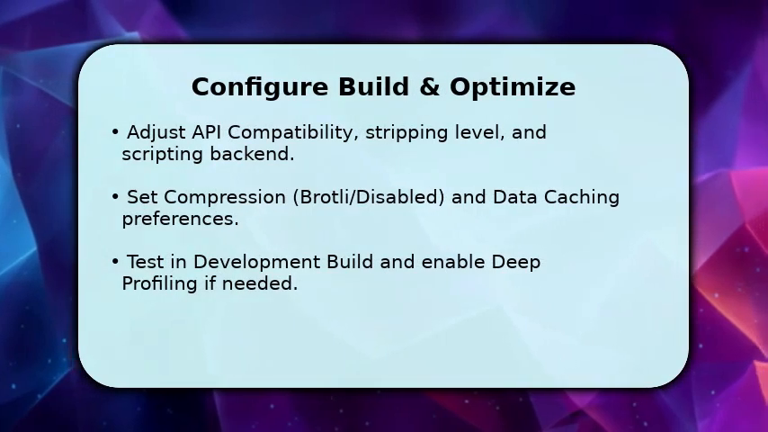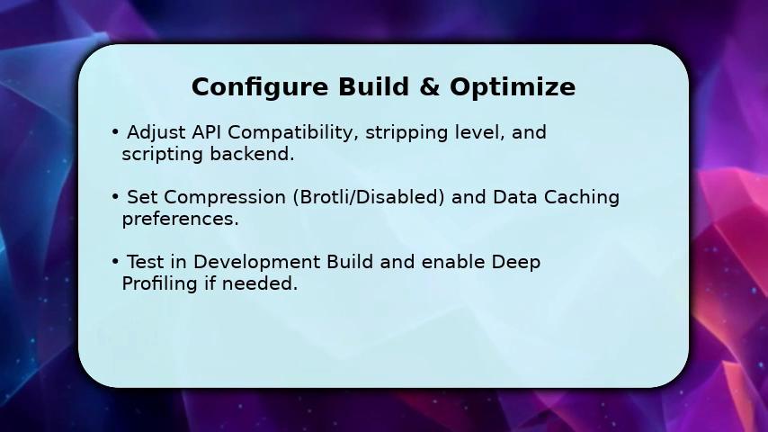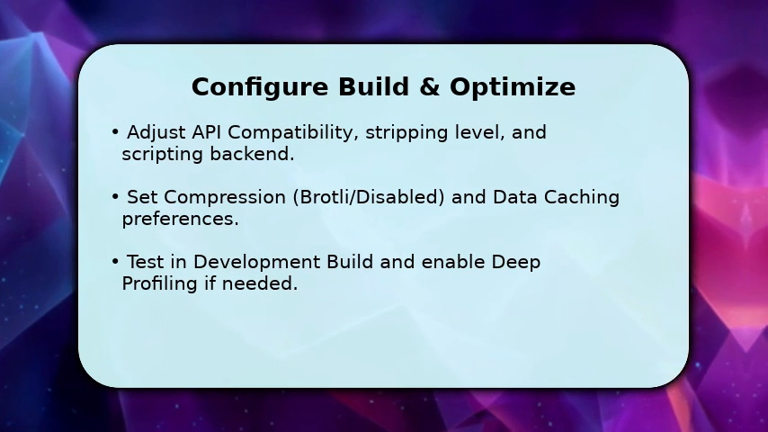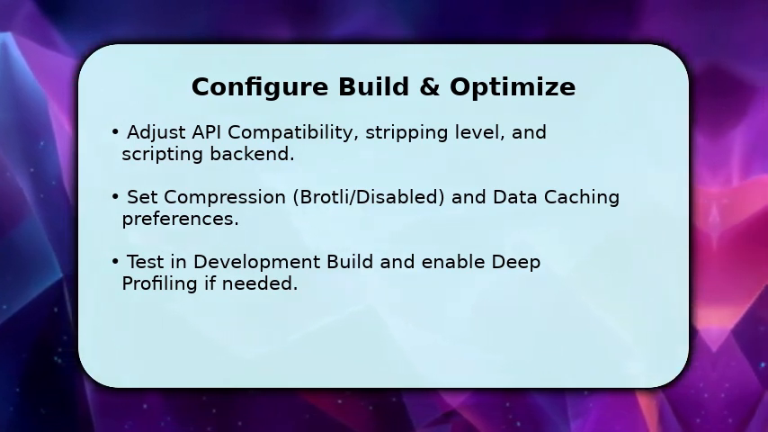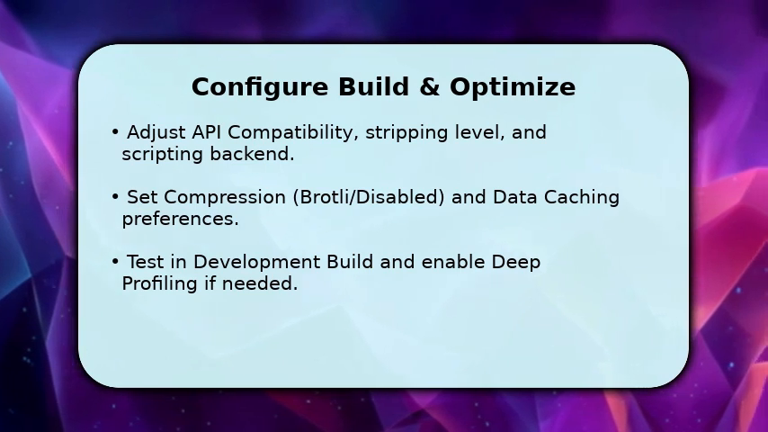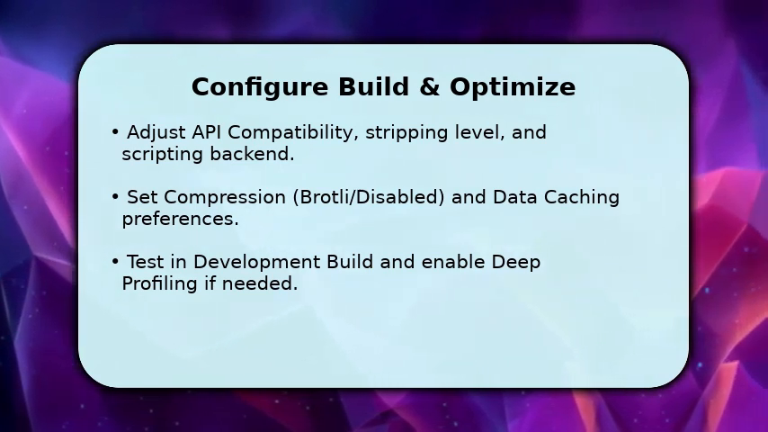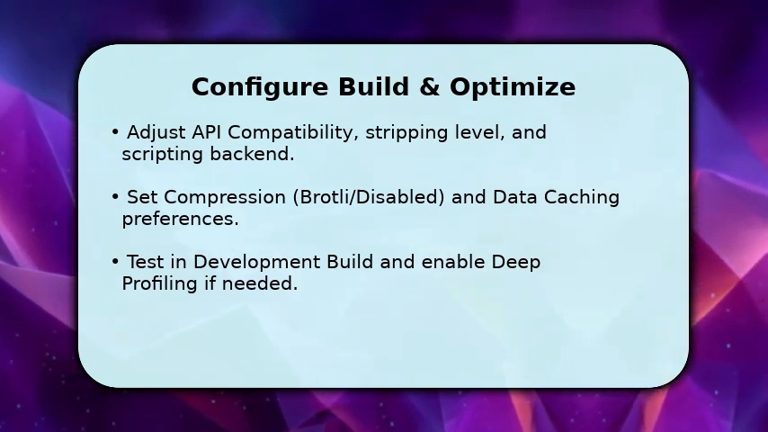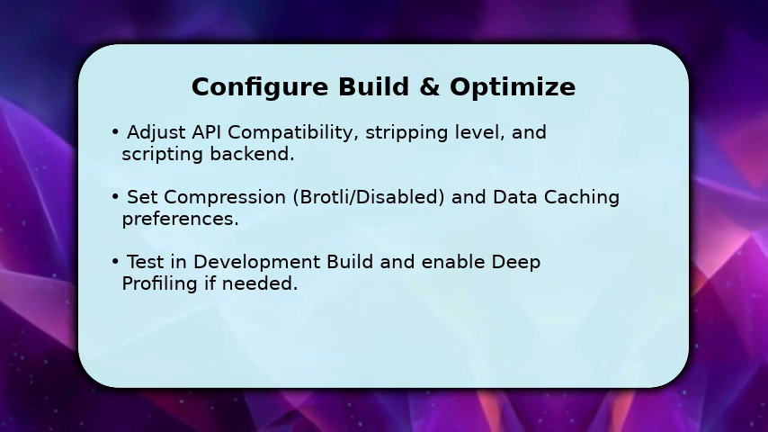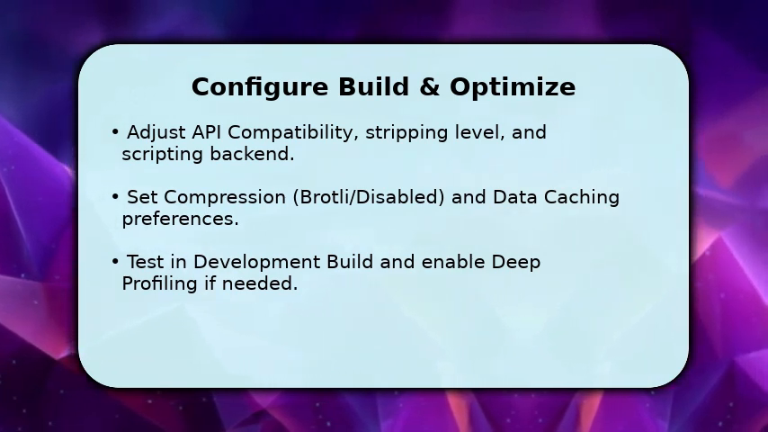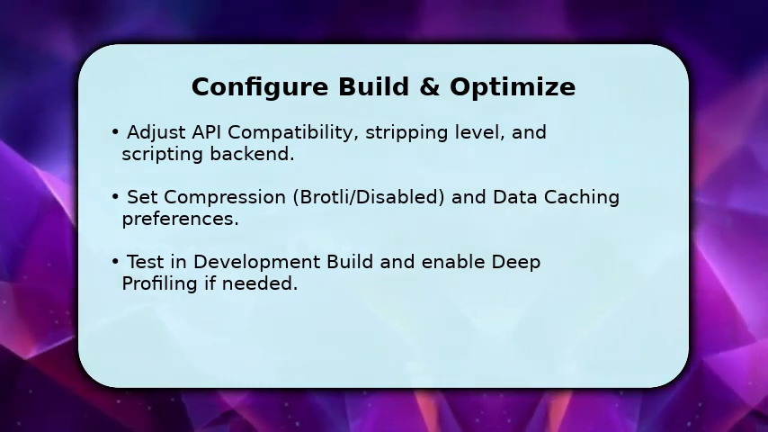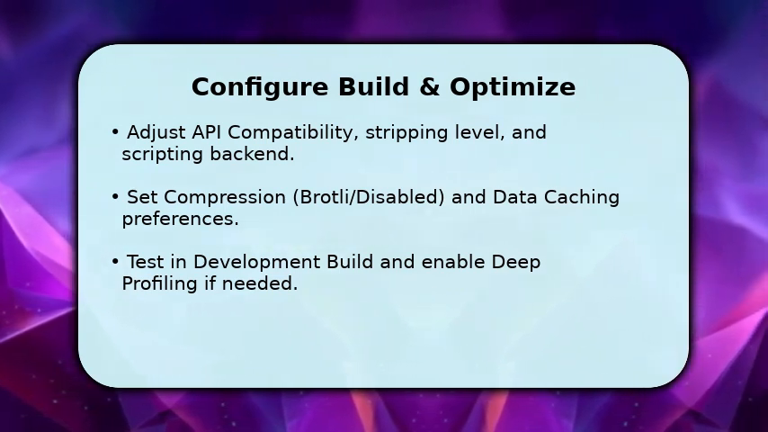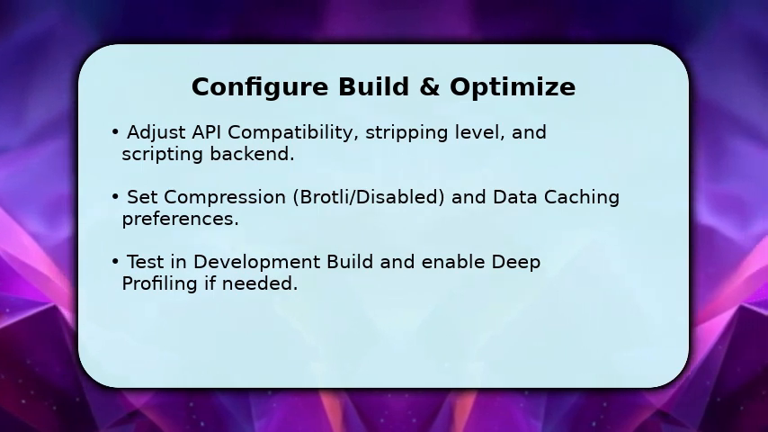Next, configure the build for performance and compatibility. You should choose the scripting backend and API compatibility level that your plugins require and enable code stripping to reduce size. Then set compression, Brotli if serving over HTTPS for smaller downloads or disabled for easier debugging, and decide on data caching. Build a development build first and run in a browser to spot runtime issues. If performance problems appear, enable deep profiling to find bottlenecks. These adjustments control size, speed, and runtime behavior.